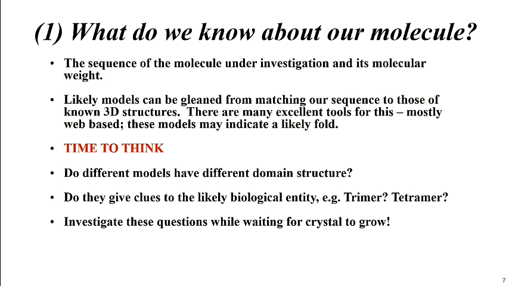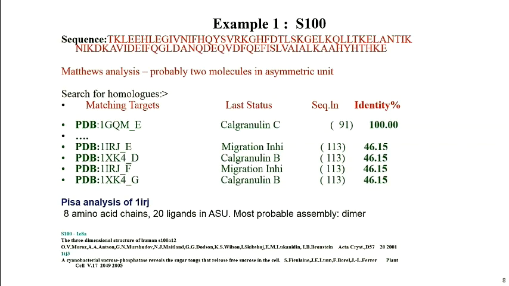Things to consider is, are there different domains? Do the models form an oligomer, and is that the biologically important thing? So that's a point where you can spend a lot of time happily in front of graphics terminals doing this sort of work. And I've just given a couple of examples.